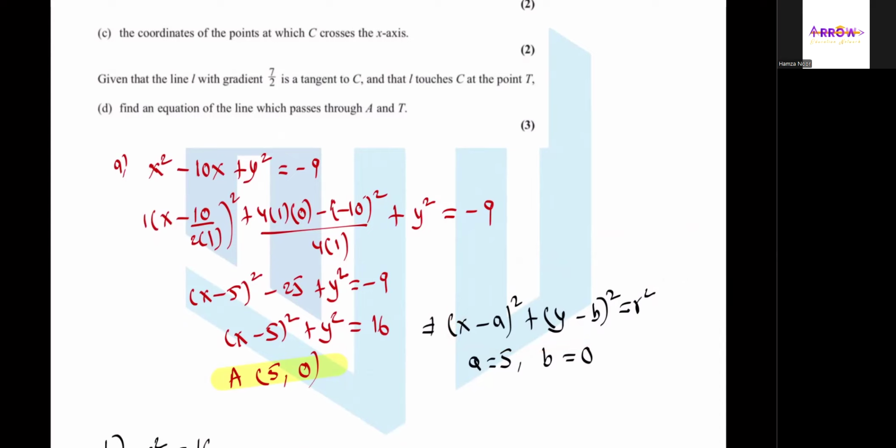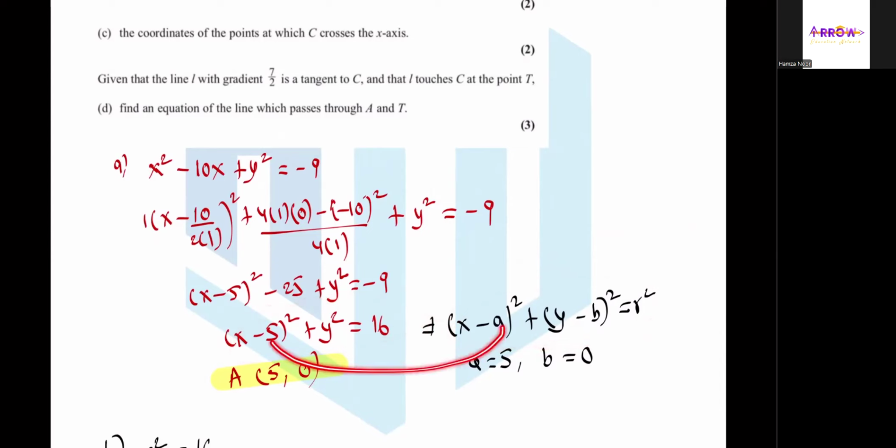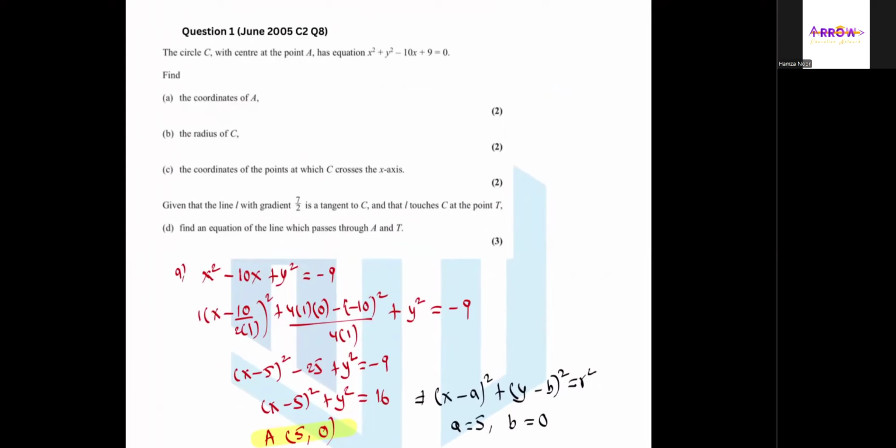So if we just make a comparison of these two forms over here, we can say that a is equals to 5 and basically b is equal to 0 because we have only y square over here. So a is equals to 5 and b is equals to 0. Therefore 5 comma 0 is the center of the circle. 5 comma 0 is point A. This was the requirement of part A over here.